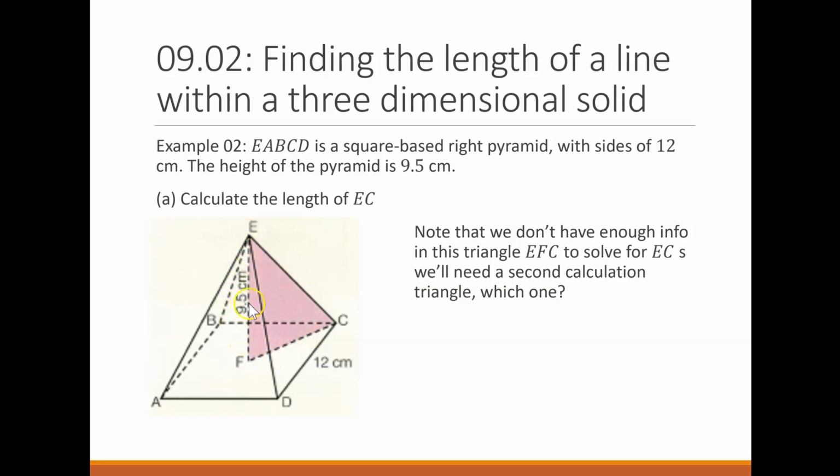Once again, EF, I know that's the height of the pyramid. It was given to me. But FC, I don't know. And EC is what I'm looking for. In order to find EC, I'm going to have to figure out what FC is first, right? Okay, I think there's two obvious calculation triangles you could use here. Does anybody see one? To find FC. I would do one, I think, is CFD. That's a right triangle. Now, why is that a right triangle? Doesn't look like one.